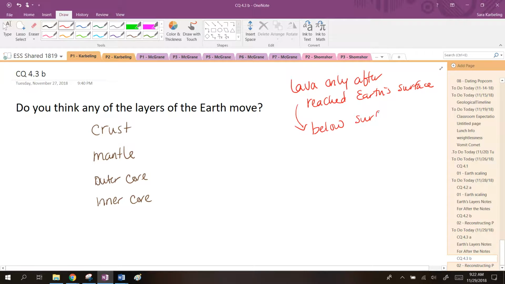Below the surface, liquid rock is magma. So I wanted to clarify that. So now you all know, now there's no surprise. Now you all sound as intelligent as you are because you know that's the right phrase, the right terminology.